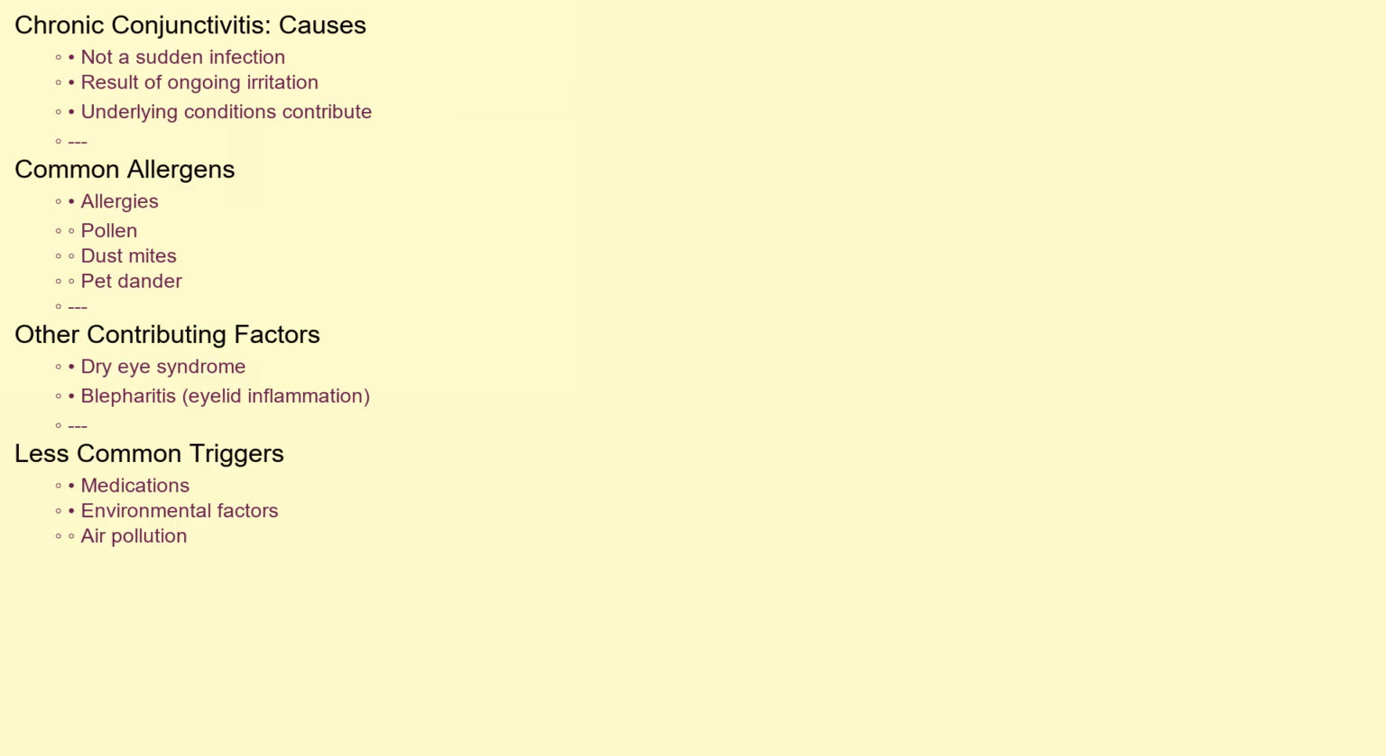Chronic conjunctivitis isn't caused by a single thing, like a sudden infection. Instead, it's often a result of ongoing irritation or underlying conditions. Common culprits include allergies to things like pollen, dust mites, or pet dander. Dry eye syndrome, where your eyes don't produce enough lubrication, can also contribute. Blepharitis, an inflammation of the eyelids, is another frequent cause. Less commonly, certain medications or even environmental factors like air pollution can trigger chronic conjunctivitis.